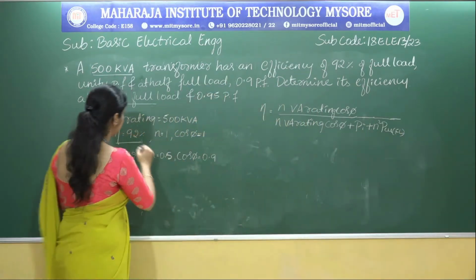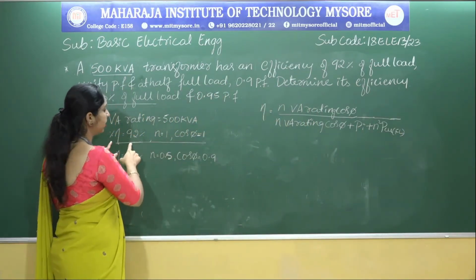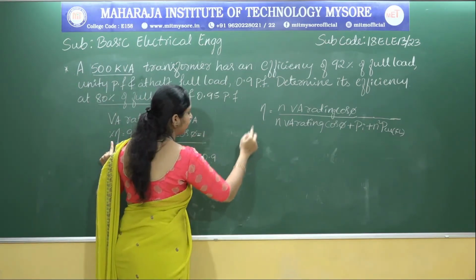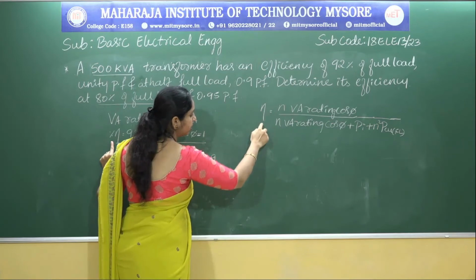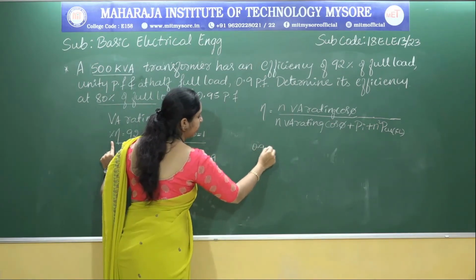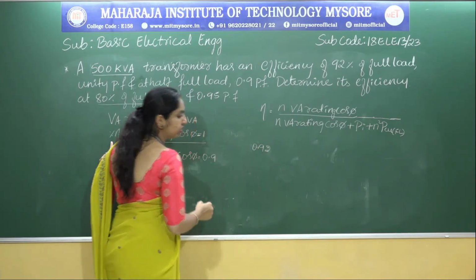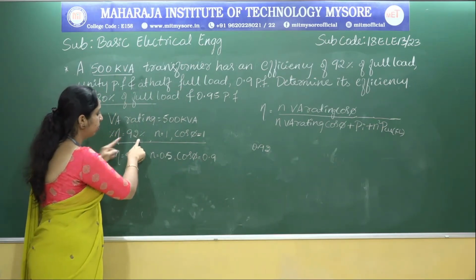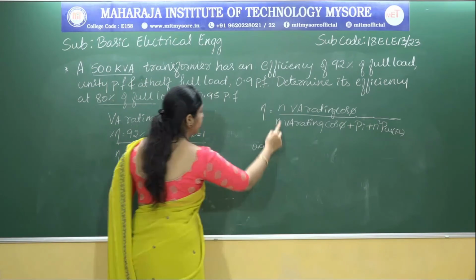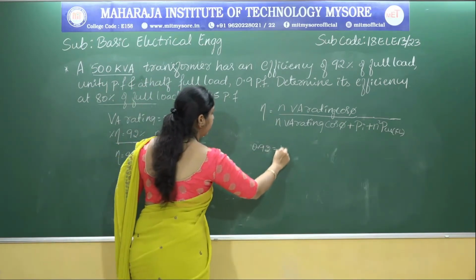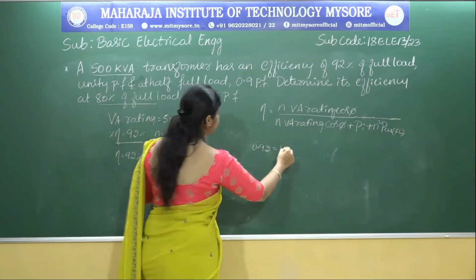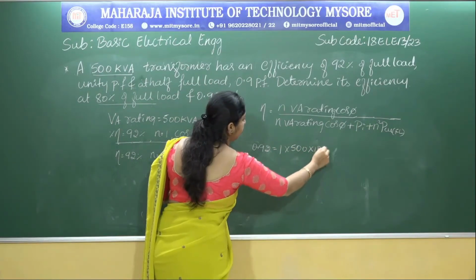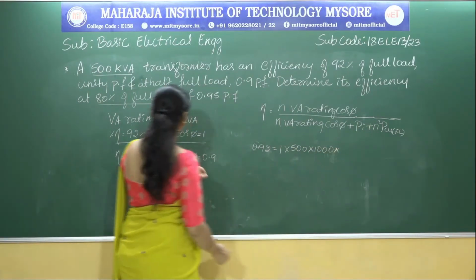Now substitute the first value. What is eta here? Eta is given in terms of percentage. Remember, whenever we substitute the eta value, it should be converted to a fraction, so 0.92, from percentage to fraction. So 0.92 is equal to, what is the n value? n is equal to 1. And what is the VA rating? VA rating is 500 kVA, that is 500 into 1000 into, what is cos phi?